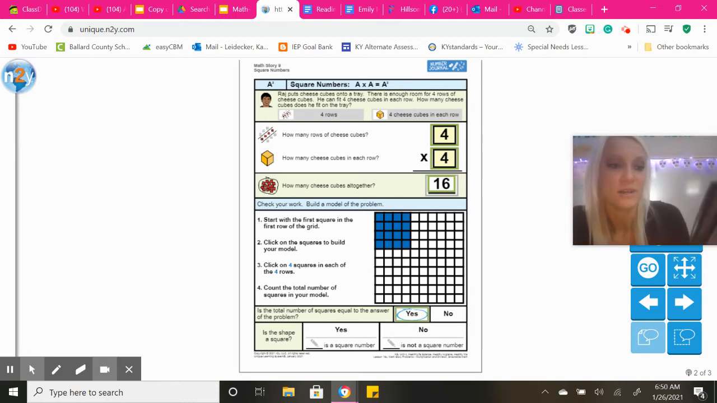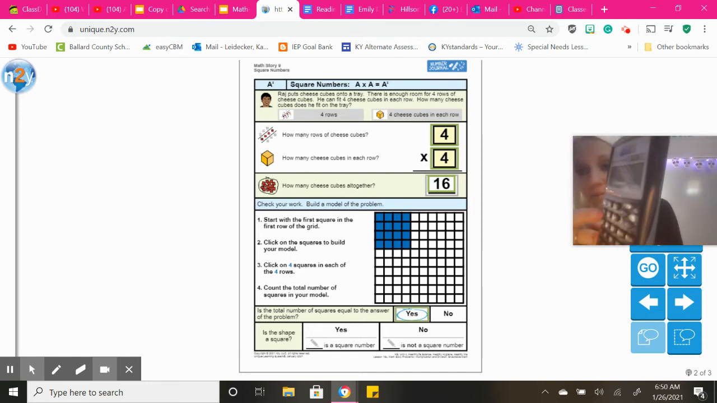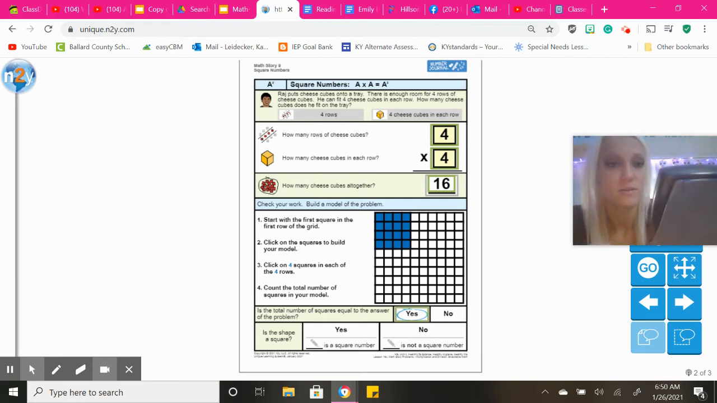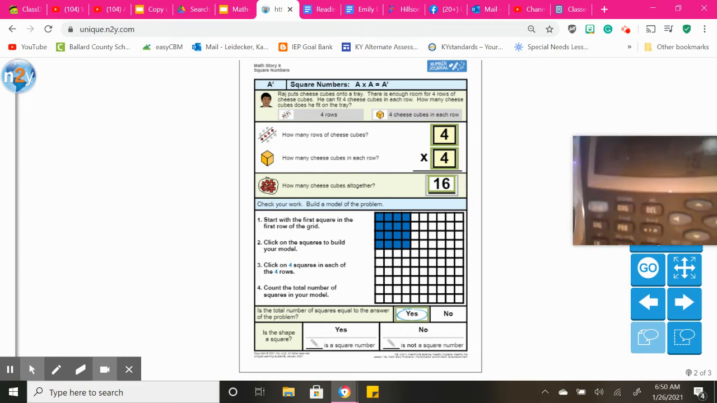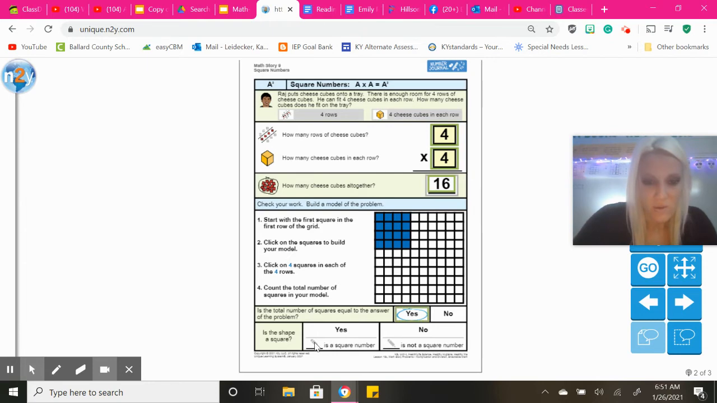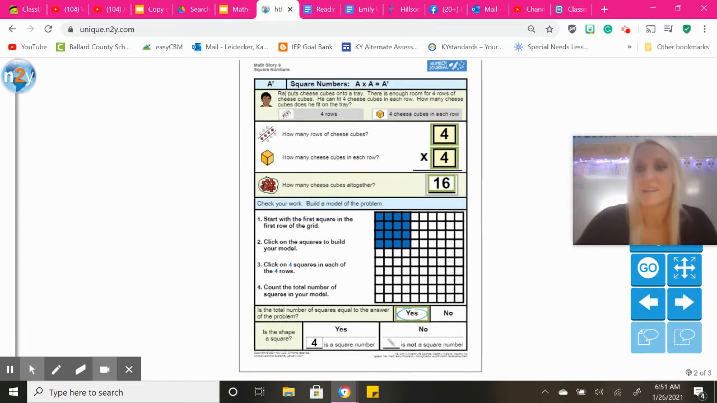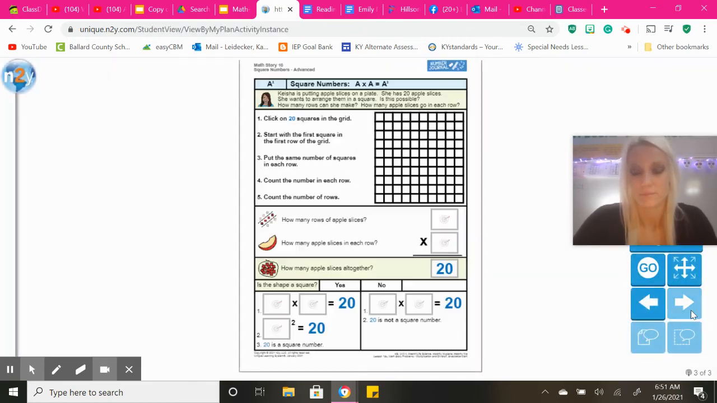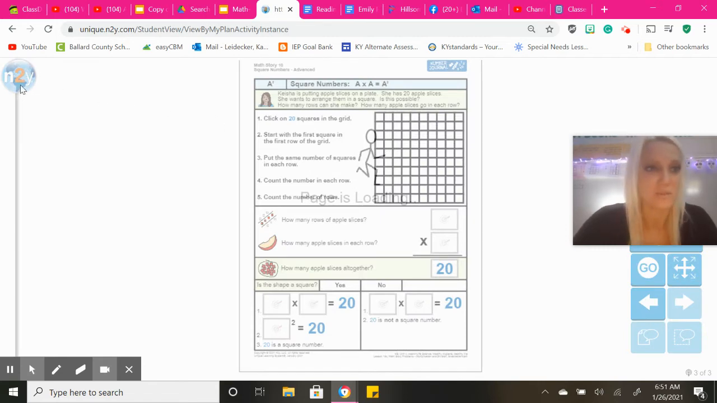Now I'm going to do clear. 4, my little caret here, 4 squared equals 16. So yes, 4 is a square number. There's more to do. Okay, so you guys complete this one just like I did the first one.